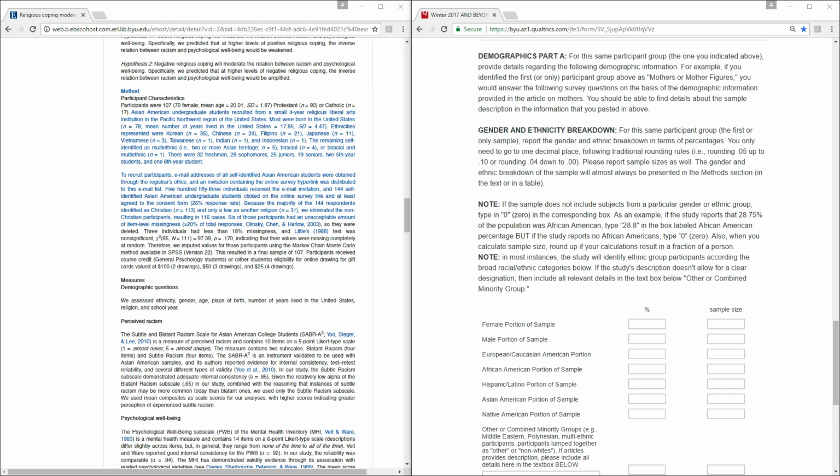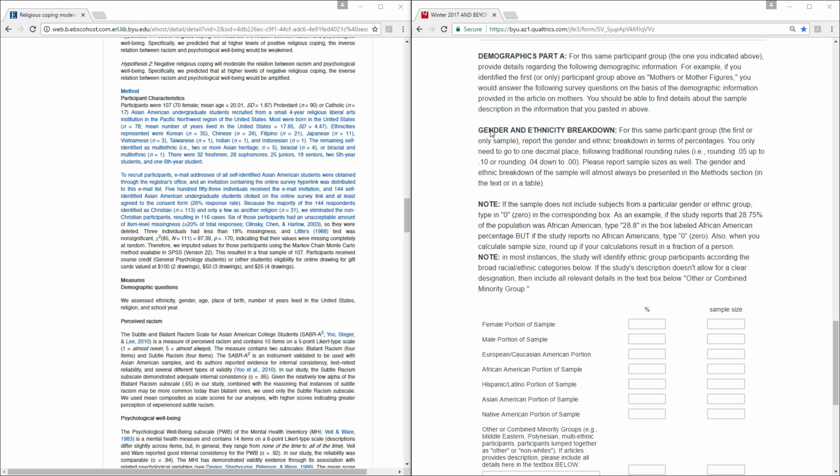For demographics part A, we are also going to be using just the information for the participant that was selected above in the participant type area of the survey. We are not going to report on any other samples in the case of multiple samples. In our religious coping article, we have our Asian American undergraduate student sample that we're going to be using.